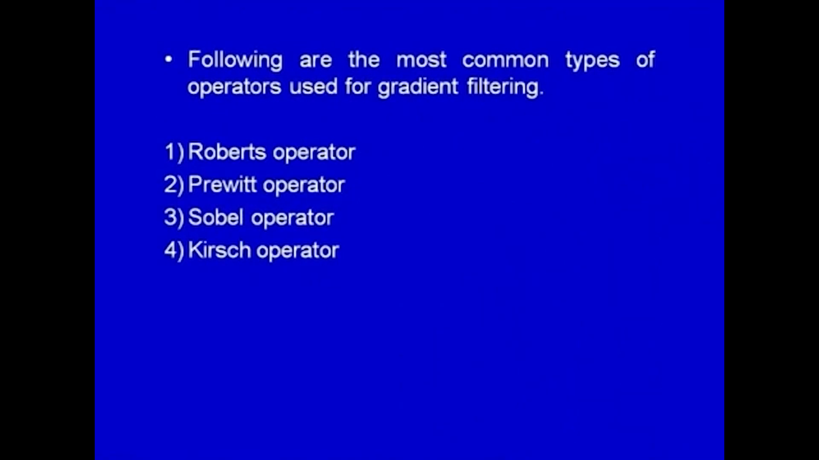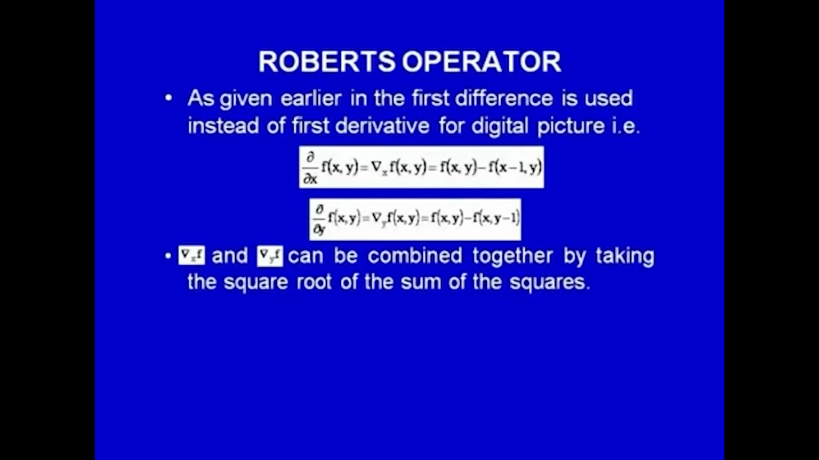Following are the most common types of operators used for gradient filtering: Roberts operator, Prewitt operator, Sobel operator and Kirsch operator. So, let us look at the Roberts operator. As given earlier, the first difference is used instead of the first derivative for a digital picture, by taking the first difference of the function with respect to x and y and combining them by taking the square root of the sum of the squares.